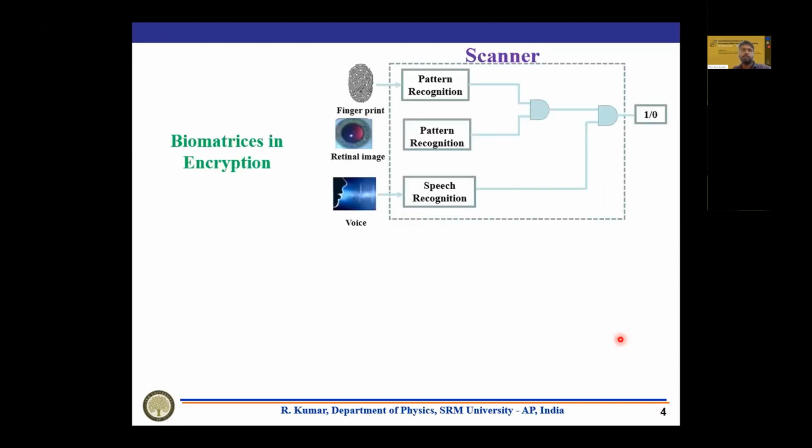In our day-to-day life also, we are already using some hybrid encryption techniques, such as in our smartphones. We have fingerprints, retinal scans, voice recognition systems, all those things.